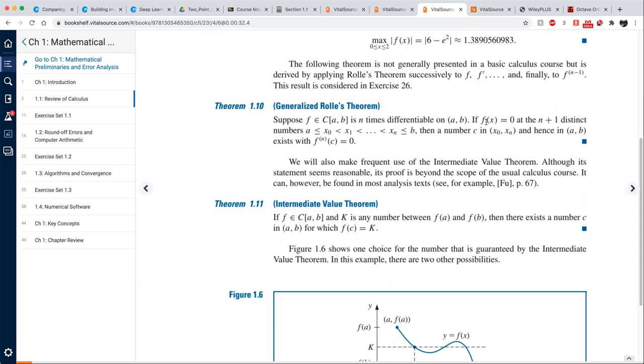Now suppose f of x equals 0 at n plus 1 distinct numbers. What does that mean? On the number line, let's say this is x0, here is x1, and here's x2. So the graph must be, since the function is continuous and n times differentiable, really smooth. There's no jump or break, and there's no corner point. The graph must be like this.